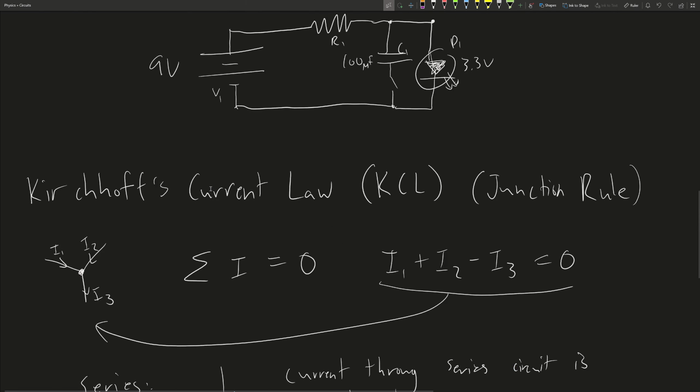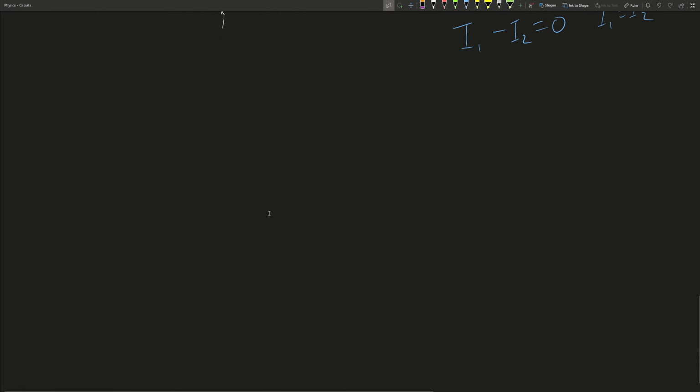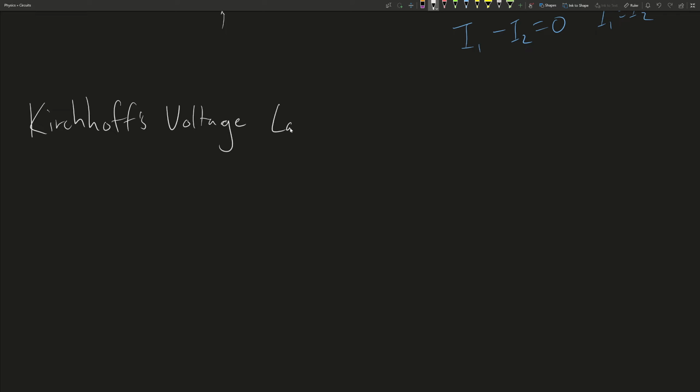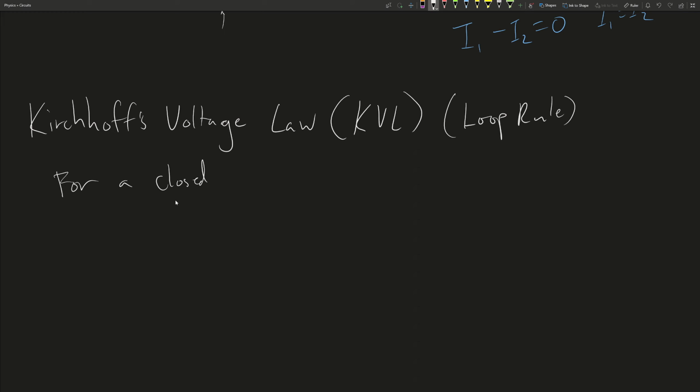So that follows from Kirchhoff's current law, or KCL. Now we will get into Kirchhoff's voltage law, called KVL for short, or known as Kirchhoff's loop rule. It states that for a closed loop, so it has to be a closed loop. Again, for a closed loop in a circuit, the sum of the signed voltages is equal to 0.